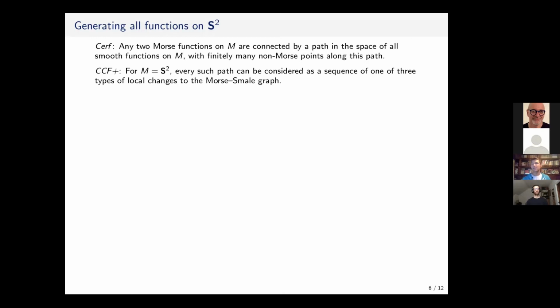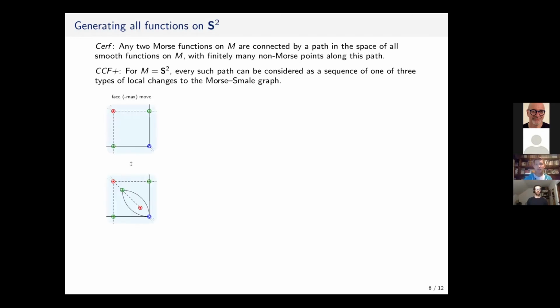So basically, the boundaries in the space of all smooth functions are going to be fairly limited. Let me talk about what these boundaries are. By boundary, I mean, if we have one Morse function and another one, how do we get from one to the other? It's going to be some addition or removal of pairs of critical points.